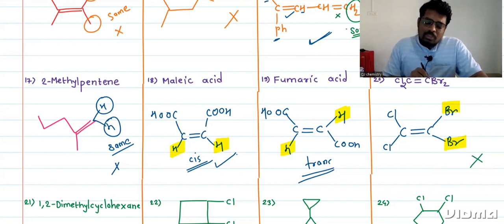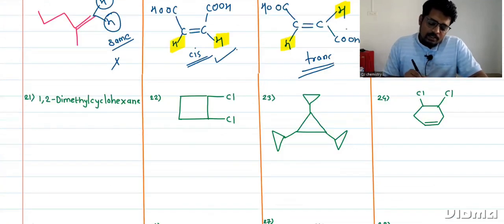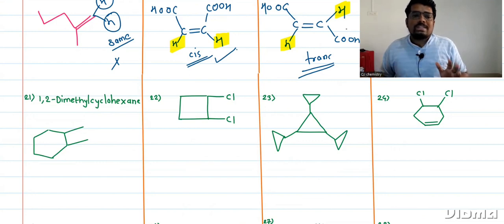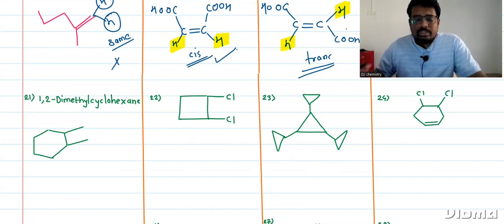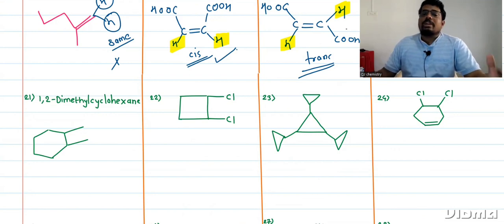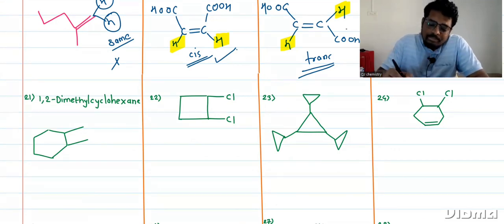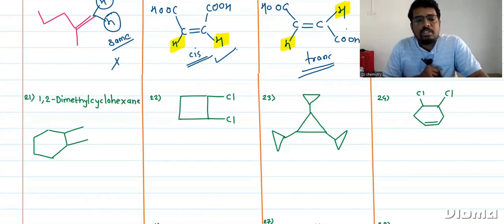Next is 1,2-dimethylcyclohexane. Now a cyclic system is given. In a cyclic system, we have to check one condition, that is, at least two sp3 carbons containing different groups. If two sp3 carbon atoms are there containing different groups, it means the compound shows geometrical isomerism, right? So this carbon is sp3, the second carbon is also sp3, two different carbon atoms. So yes, geometrical isomerism is possible.